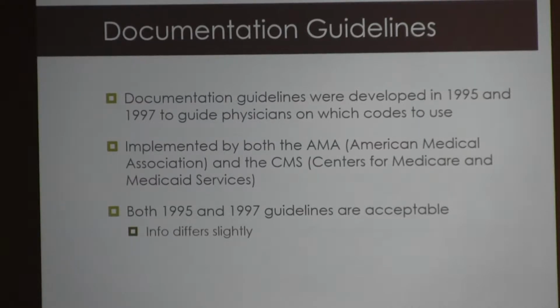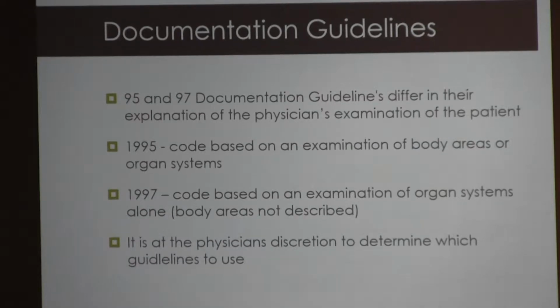So there are two documentation guidelines that people use, one from 1995, one from 1997. Both of them are implemented by the AMA and CMS. The information differs slightly, but both are generally acceptable. The 95 and 97 documentation differ in their explanation of the physical exam. So 95 includes examination of specific body areas and organ systems, whereas in 97, the body areas are not established. So for example, in the realm of psychiatry, 95 doesn't need to be used, the body organ system is a whole. So 97 is appropriate to use, but you can use either or.